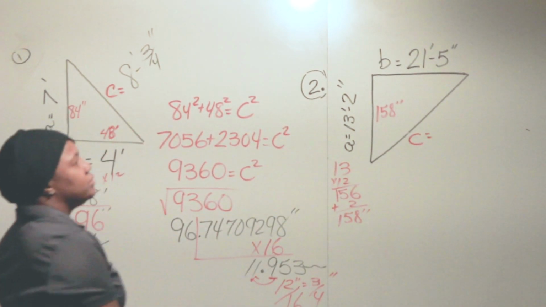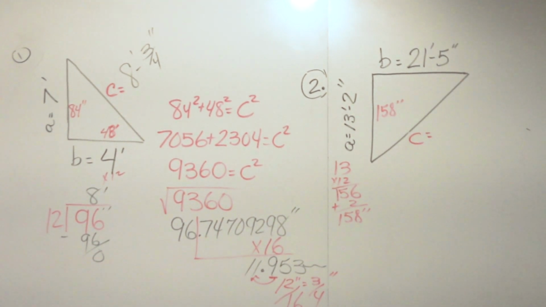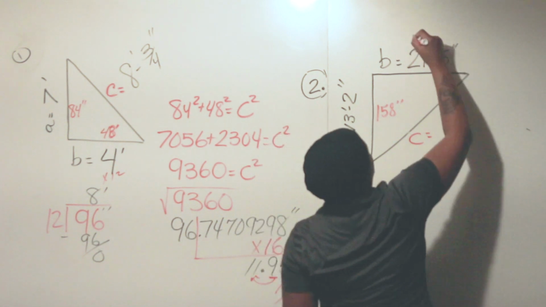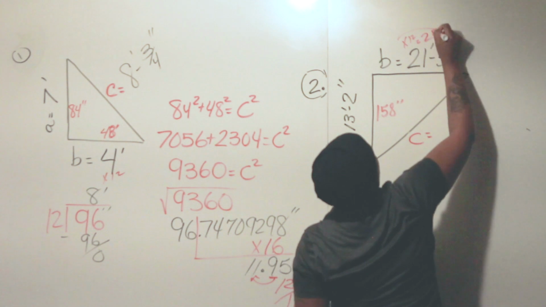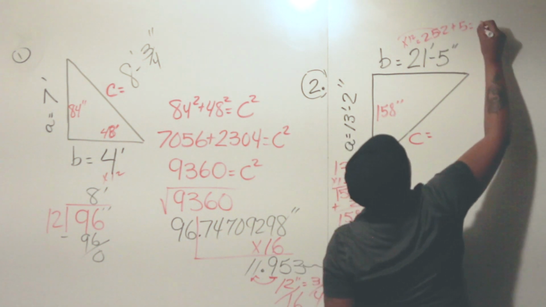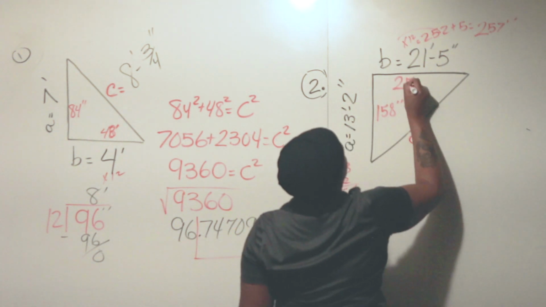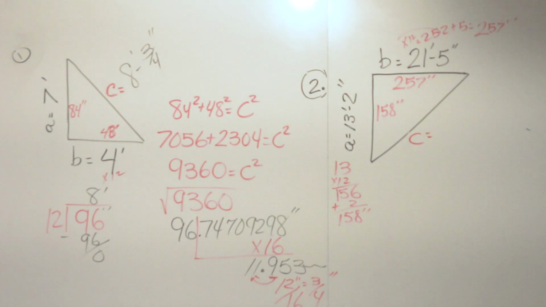So now, look at the base. We got 21 feet 5 inches. 21 times 12 is? 252. Plus the 5 inches we already have, which gives us 257. So here we got 257 inches. And we're looking for C.